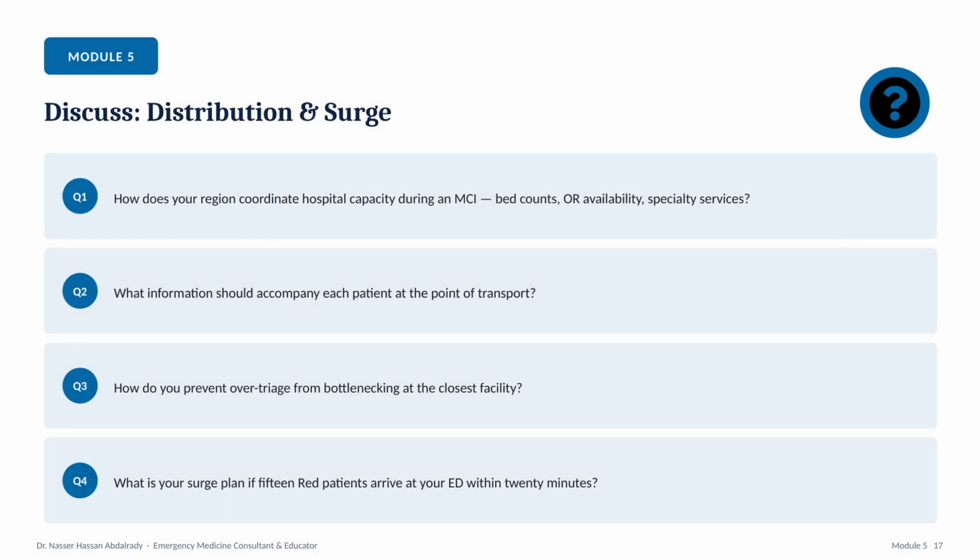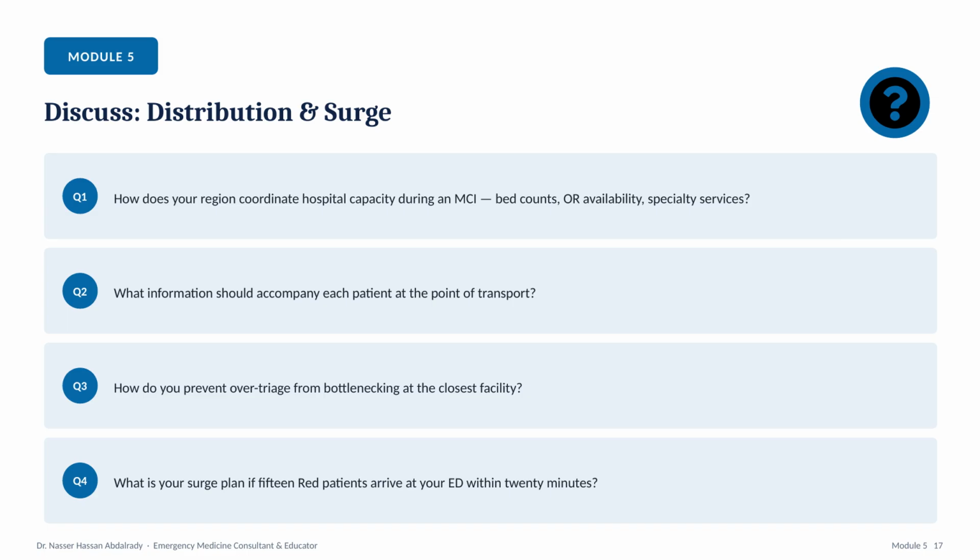Worth thinking through. How does your region coordinate hospital capacity during a mass casualty incident? Bed counts, operating room availability, specialty services. What information should accompany each patient at the point of transport? How do you prevent over-triage from bottlenecking at the closest facility? And as a stress test, what is your surge plan if 15 red patients arrive at your emergency department within 20 minutes?